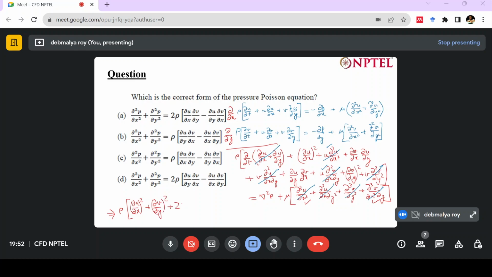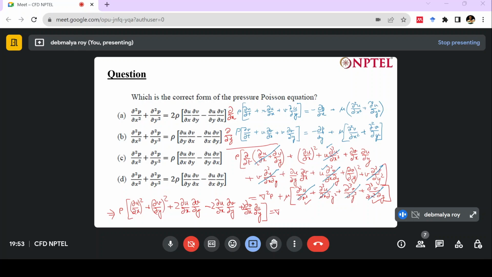So for that, I will need 2 del u del x del v del y. And I will subtract the same term. So minus 2 del u del x del v del y plus whatever is remaining. Del v del x del u del y is remaining. Okay, so that is there two times.